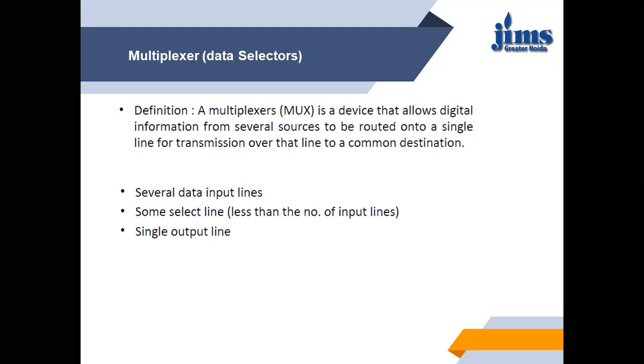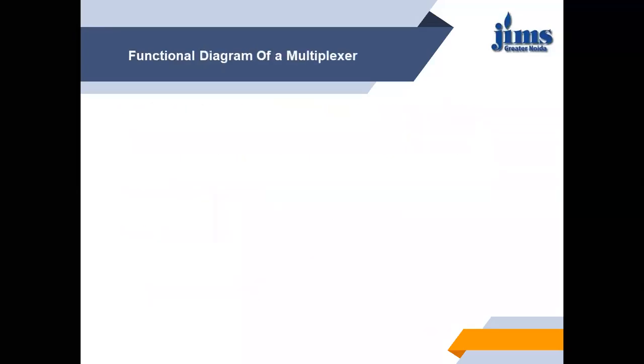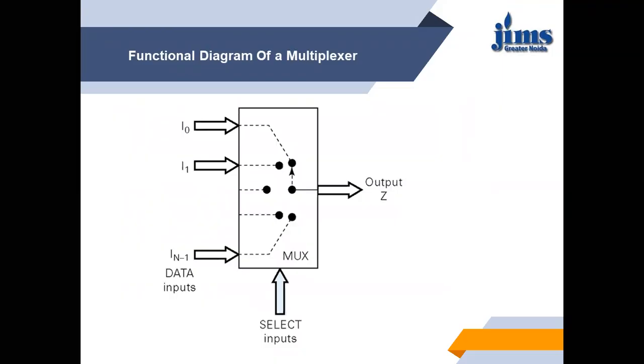As far as its block diagram is concerned, it has several data input lines, some select lines, and a single output. The select lines are always fewer than the input lines. The relation between select lines and inputs is that if there are n input lines, then there are m select lines, and 2 raised to the power m equals n. Or we can say if we have n select lines, then 2 raised to the power n is the number of input lines. That will be much clearer from the block diagram.